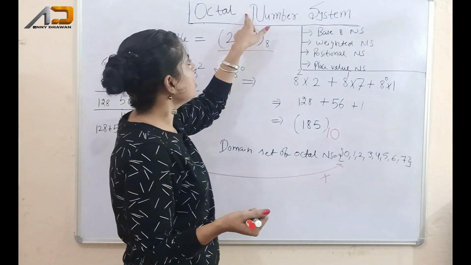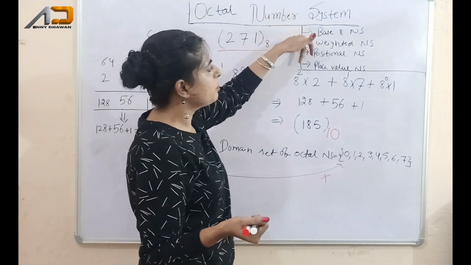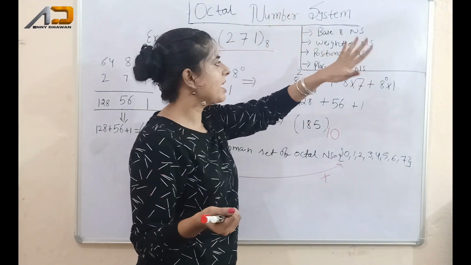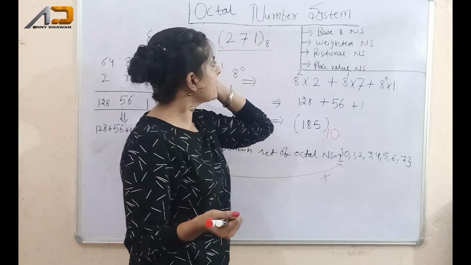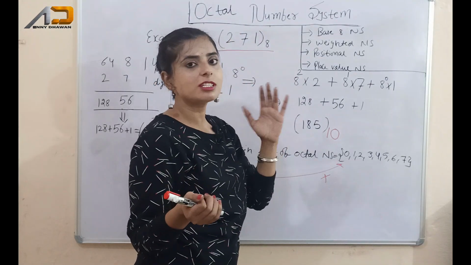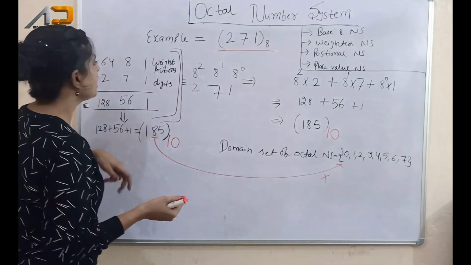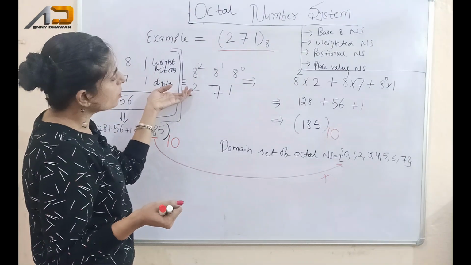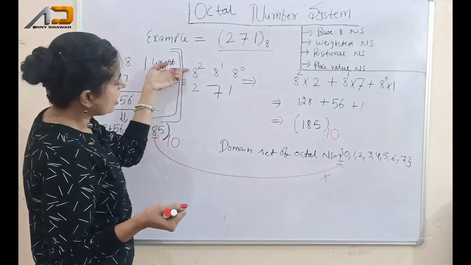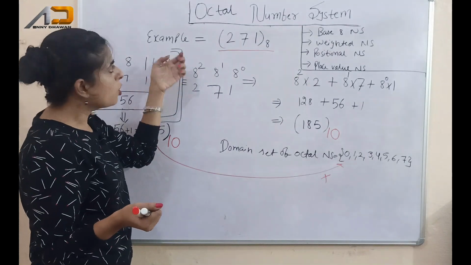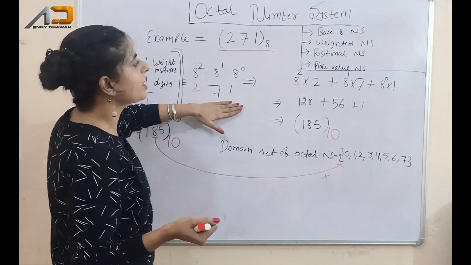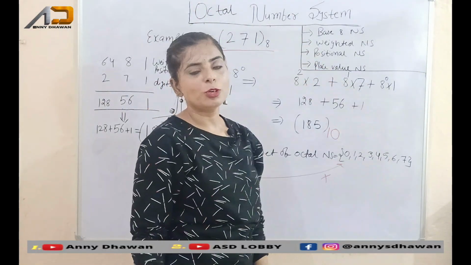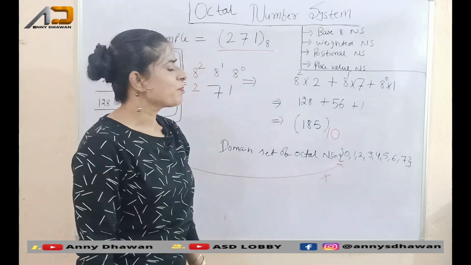And the octal number system is also termed as weighted, positional and place value number system, as I explained in my previous tutorial of decimal number system and binary number system. Again explaining what we are doing here, placing each digit corresponding to its position or weight or place. So the octal number system is also termed as weighted, positional or place value number system.